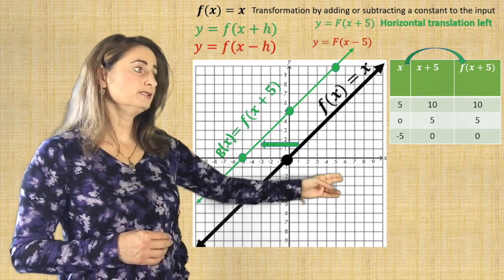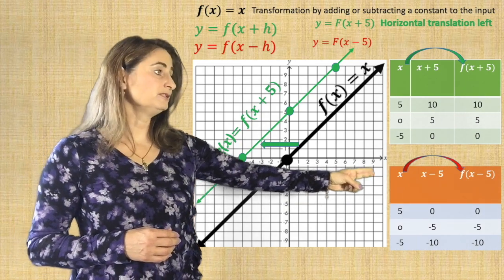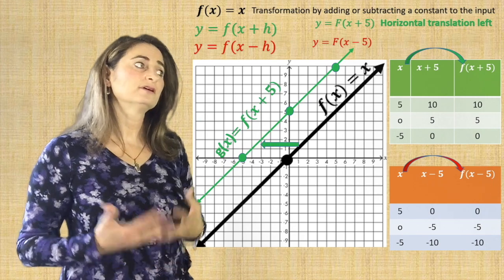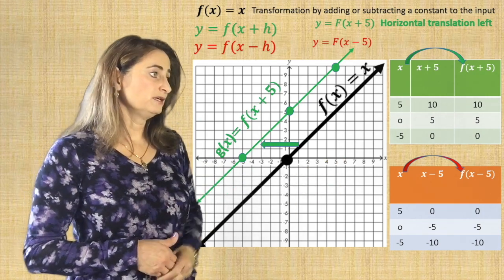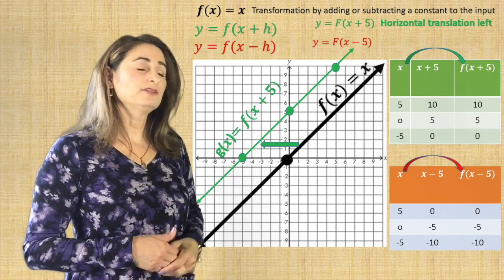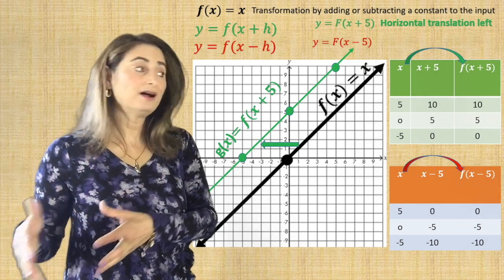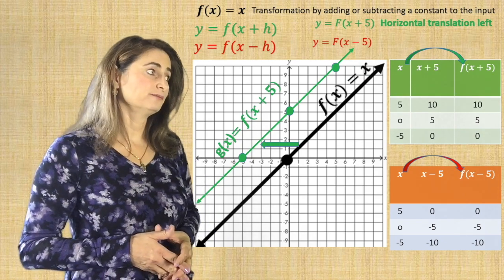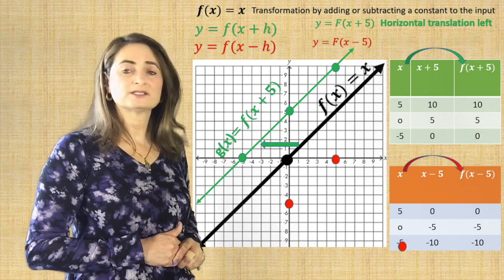Make a table. Here's x is 5. Subtract 5 from the x, you end up with 0. So the f of x will be 0. If x is 0, subtract 5, that gives you -5. So the f of x minus 5 is -5. And so on. Now graph it. That is a horizontal translation to the right.